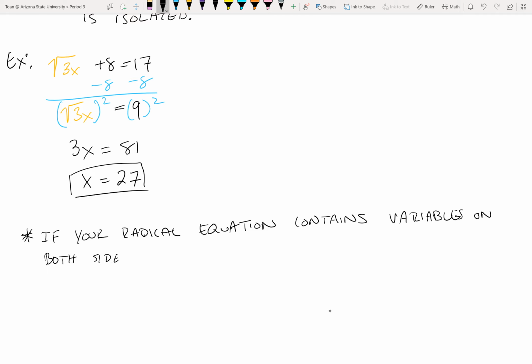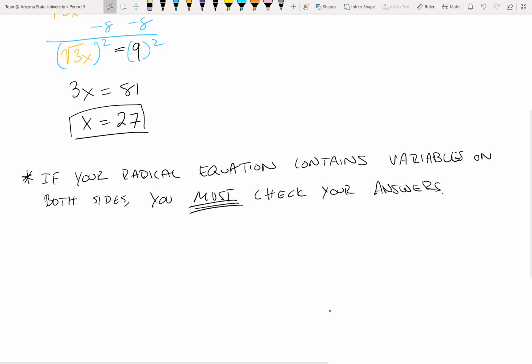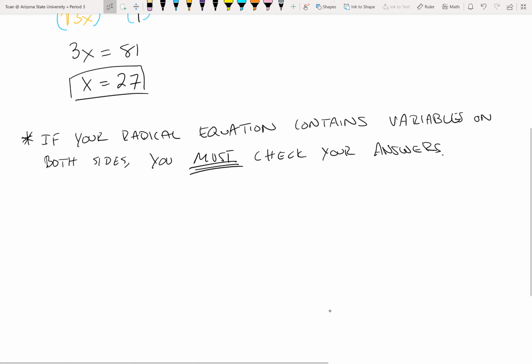I mean, technically, you should check your answers 100% of the time, but we get lazy. So if you really wanted, hey, Mr. Vo, what is truly the times I need to check my answers? It's when you have radical equations where there's x's on the left and x's on the right. The previous example that we did, the right-hand side of the equation was just a regular number. So whatever answer I got, I'm pretty certain that is the true answer. But when x's appear on both sides, you may get extraneous solutions. Something like this here.